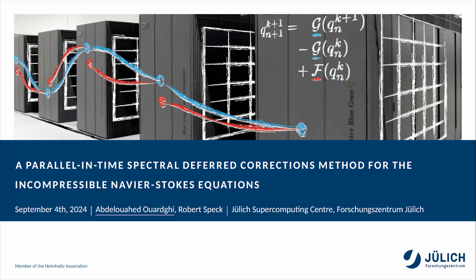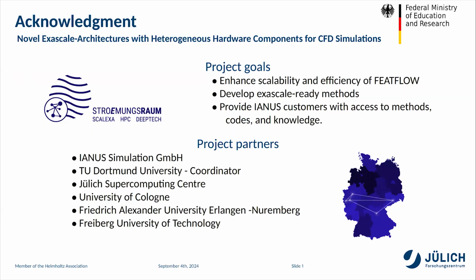Let's start with the acknowledgement for the project I'm working on, the Strömungsraum. Briefly, the aim of this project is to adapt CFD applications to the upcoming exascale machines using advanced algorithms that can benefit from the peak performance. In this project, there are 6 partners, and our goal at UNISH is to develop parallel-in-time codes for fluid simulations.